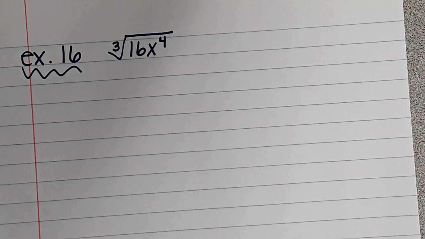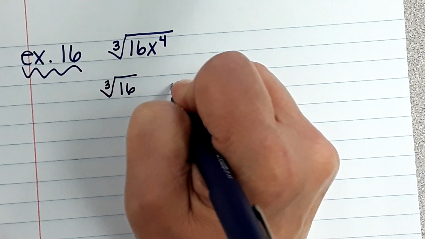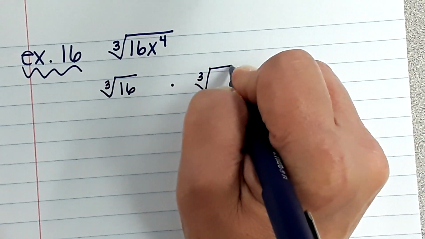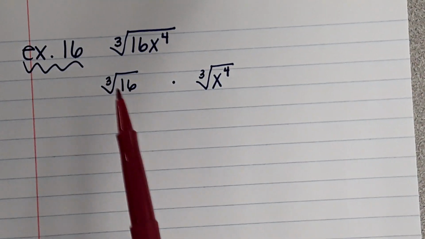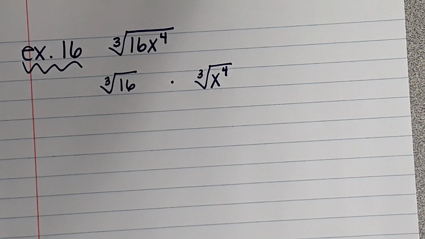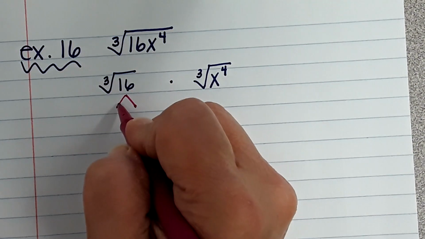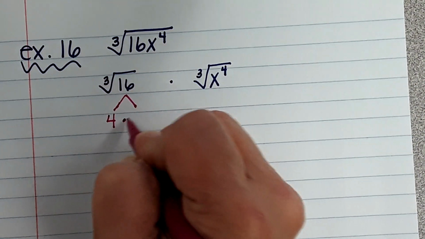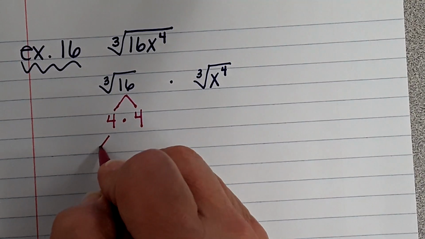So what I'm going to do is break this up into the cube root of 16 times the cube root of x to the fourth. The cube root, or the index, tells us how many of one number we need. So we're going to do a tree just like we normally do. What are two numbers you can multiply to get 16? Okay, what are two numbers you can multiply to get 4?